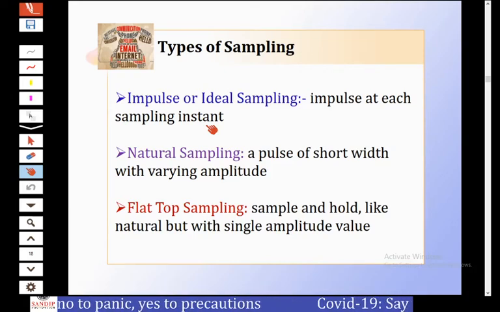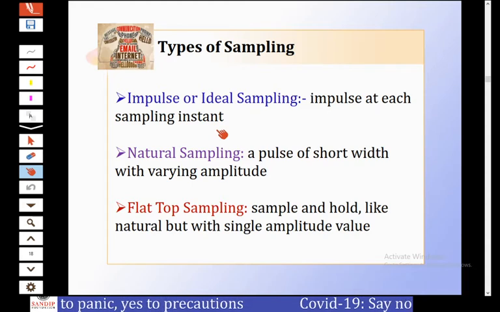Welcome back, students, to another session on analog communication, on unit number 6, pulse analog modulation. In previous sessions, we have solved some examples on the sampling theorem. Now, we need to proceed to the types of sampling.